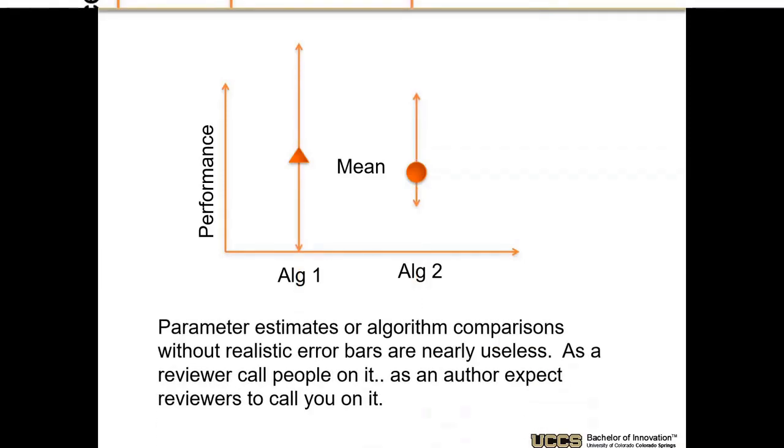if I look at the standard deviations, without parameter estimates or error bars, it's not very realistic. As a reviewer, some reviewers will call you on it. If I'm your reviewer, I will call you on it. As an author, expect reviewers to call you on it. But unfortunately, and this is why it's bad, most papers don't. Most of the papers you've probably read don't show you error bars on any of their data. It's a plot or a curve.